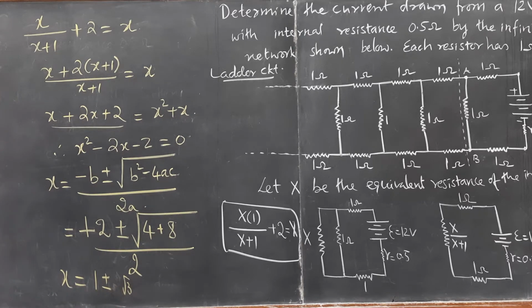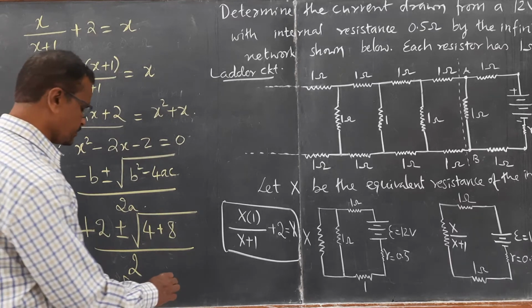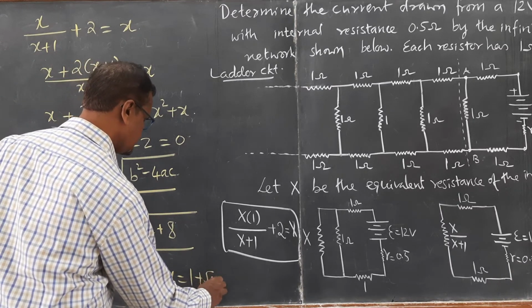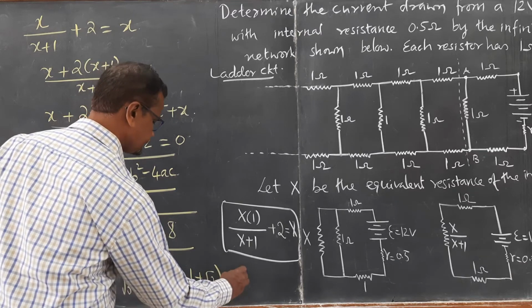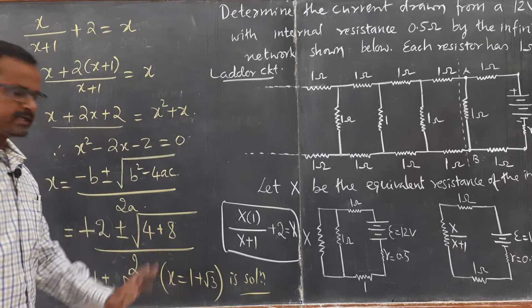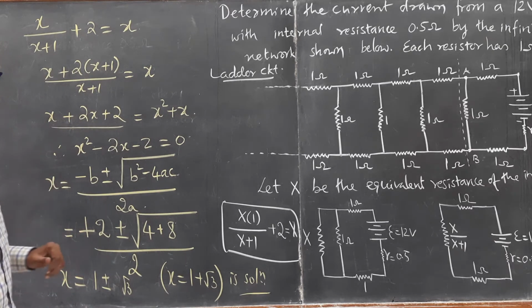So, in this, 1 minus root 3 is ruled out. Therefore, x is equal to 1 plus root 3 is the solution. 1 minus root 3 becomes a negative value and cannot be the solution.